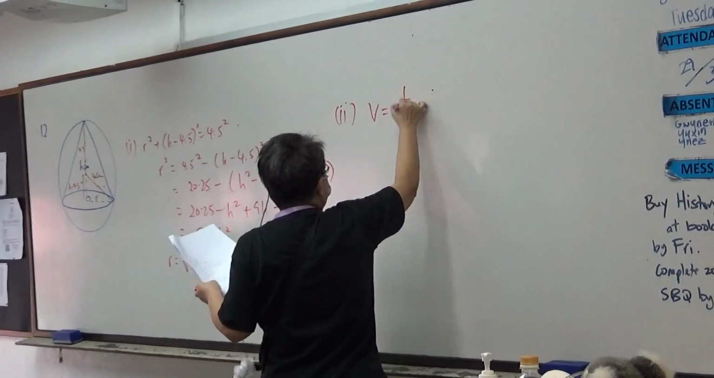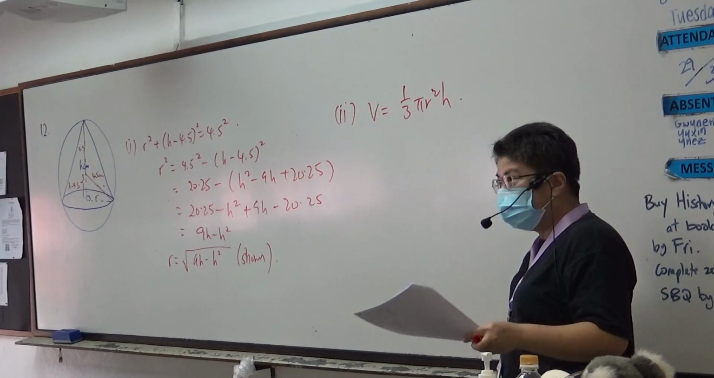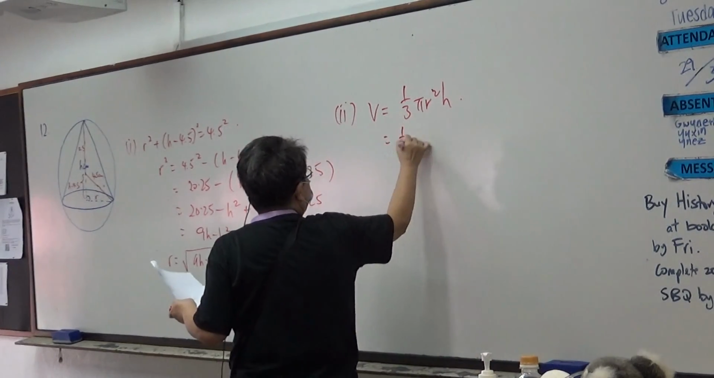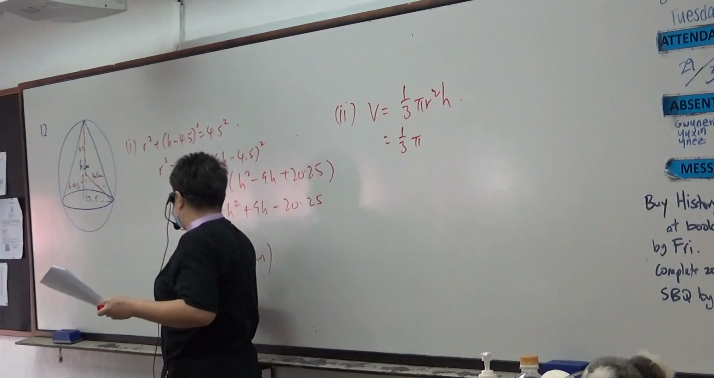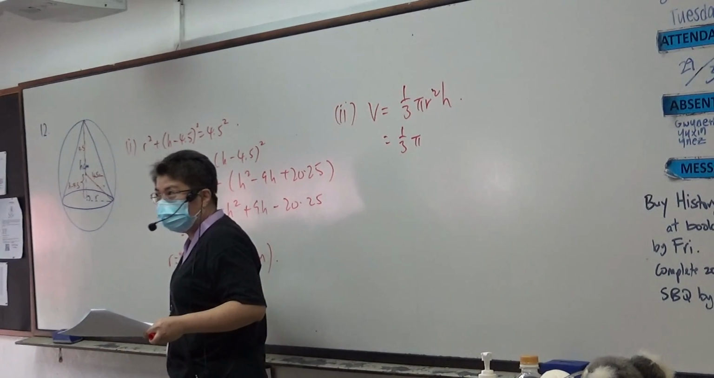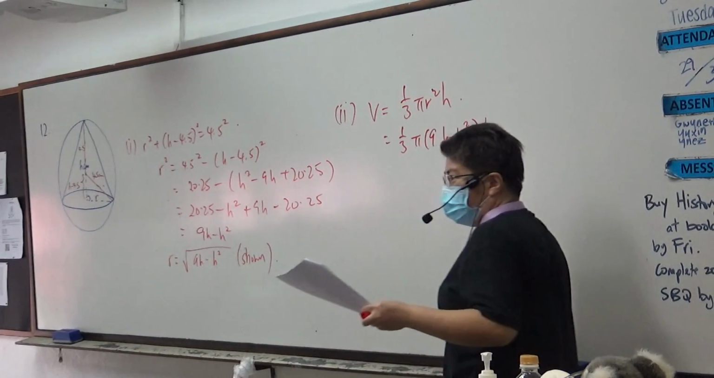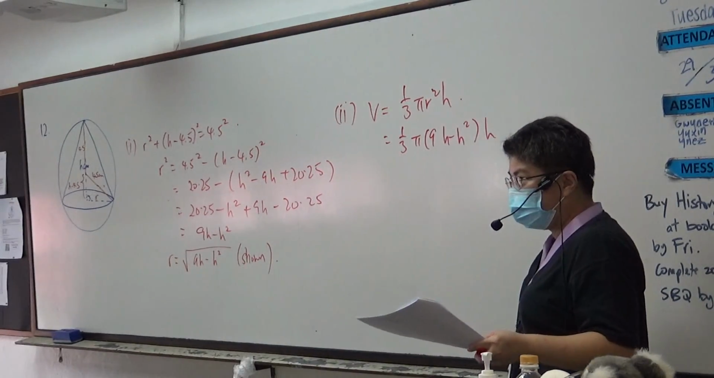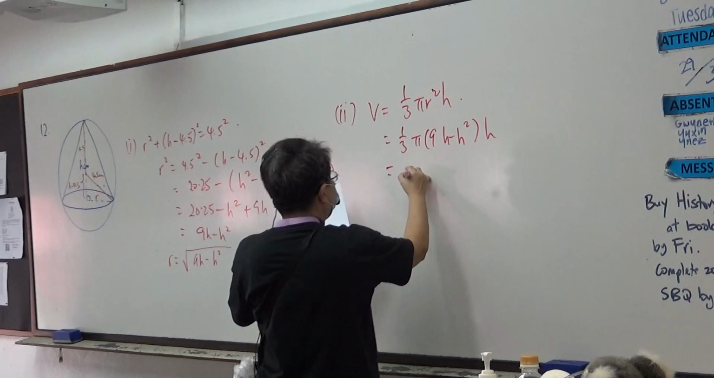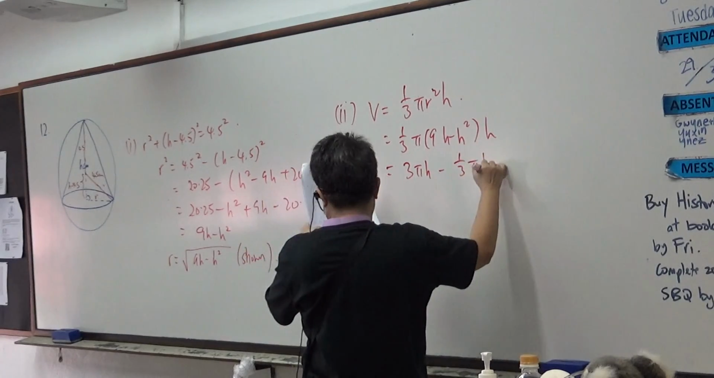What's the volume of the cone? 1/3 pi r squared h, right? Don't we, class? Yes or no? Okay. 1/3 pi. Now, can you see r squared is this one? r squared is 9h minus h squared, times h, right? They want V in terms of h. So, if I expand out, what do I get here? 3 pi h minus 1/3 pi h squared.